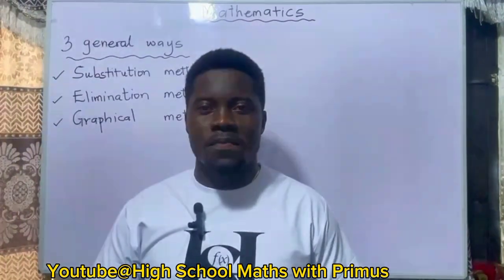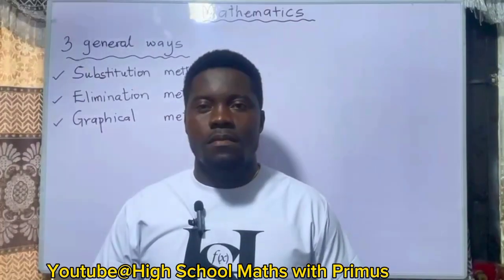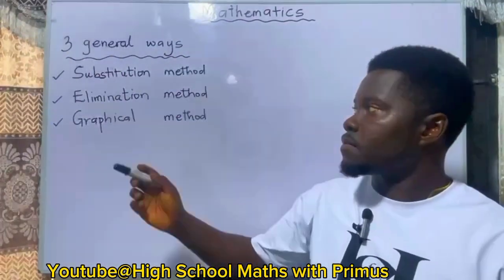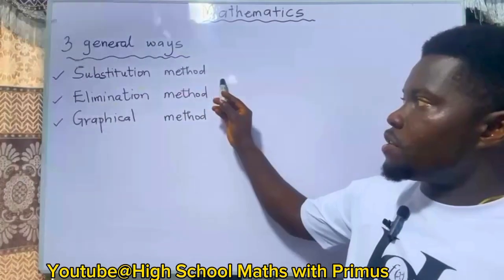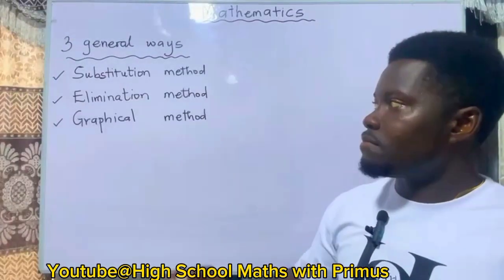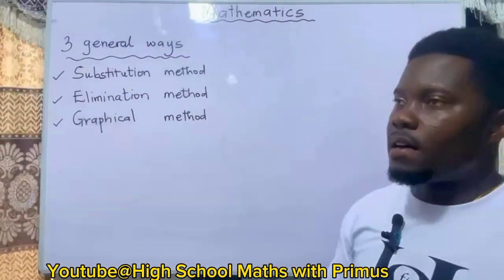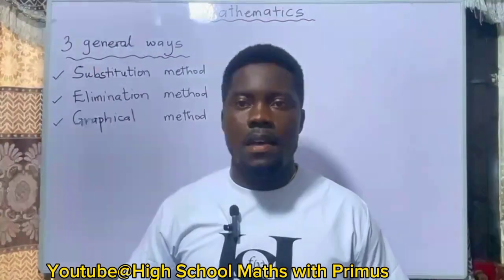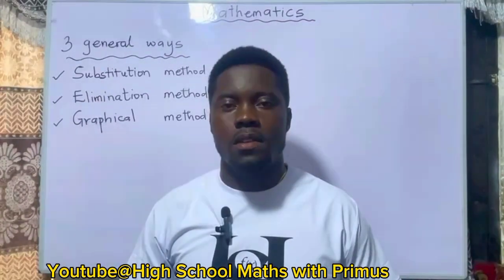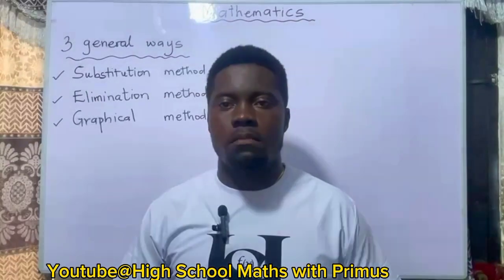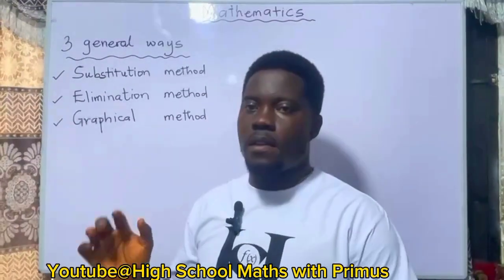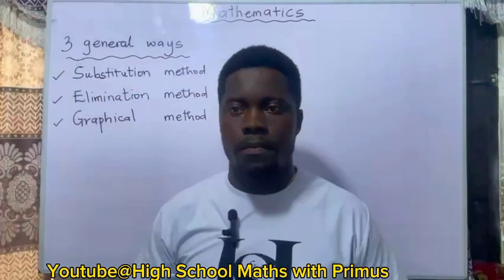At our level, there are three general ways of solving simultaneous equations. And these are the substitution method, the second method is the elimination method, and lastly, the graphical method. There are other approaches or methods that are used to solve simultaneous equations, for example, the matrix method or the matrix approach. But at our level, we will focus on these three methods.